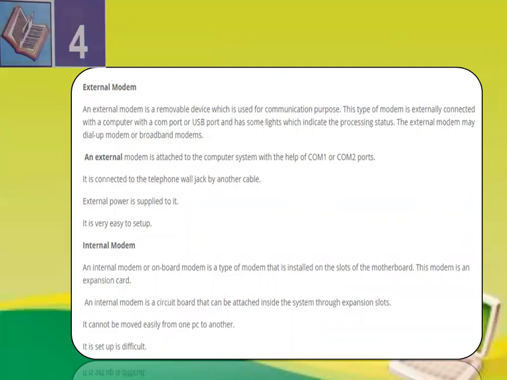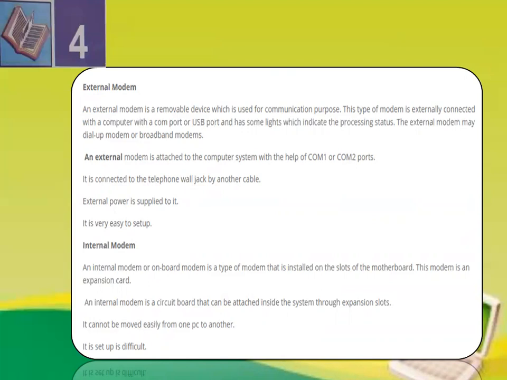An external modem is attached to the computer system with the help of COM1 or COM2 ports. It is connected to the telephone wall jack by another cable. External power is supplied to it. It is very easy to start up. So it is an external box, and with the help of a port, you can attach the external modem to your computer system. Then we have the internal modem.